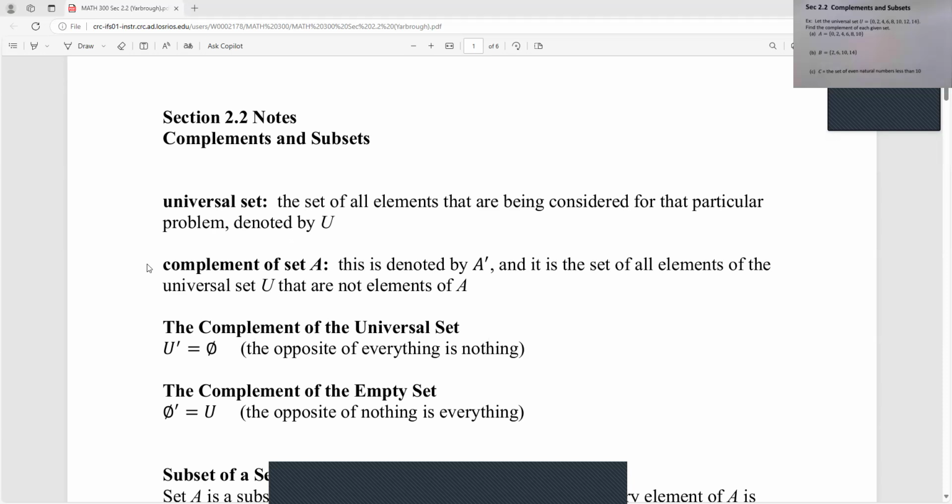Second definition is the complement of set A. The complement of set A is denoted by the letter A with an apostrophe next to it, and it is the set of all elements of the universal set that are not elements of A. The complement of set A is the set of all elements of the universal set that are not elements of A. It's basically like the opposite of set A, if you want to think of it like that.